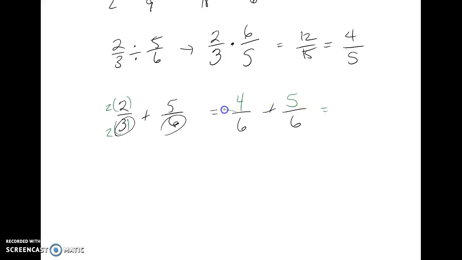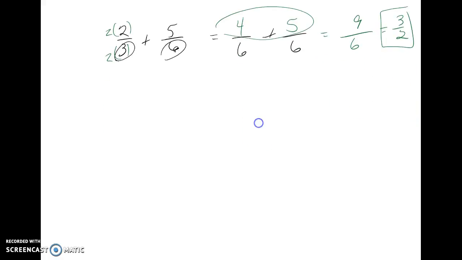Once you've done that, you can add or subtract your numerators. In this case, it's adding. 4 plus 5 is 9. And then you recopy the 6 on the bottom. Now if this reduces, reduce it. There we go. But we do like improper fractions. You guys, you don't need to turn it into a mixed number, so you can leave it improper. All right, so there's fractions in a nutshell.